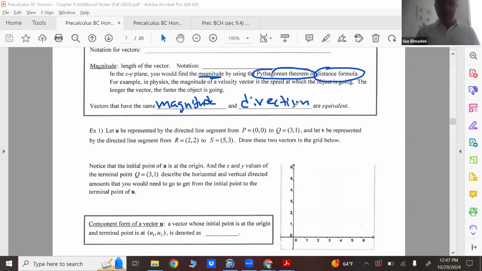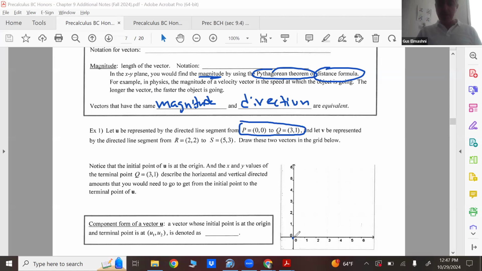Okay, so that's some of the basics. Let's look at the one right below. Let U be represented by the following line segment directed by P equals (0, 0) and Q equals (3, 1). Let V be represented by the following: R equals (2, 2) and S equals (5, 3). Let's draw these below. All right, so let's do the PQ in blue.